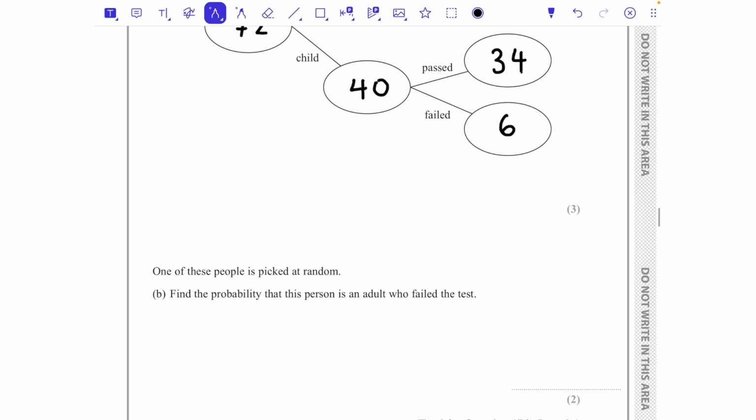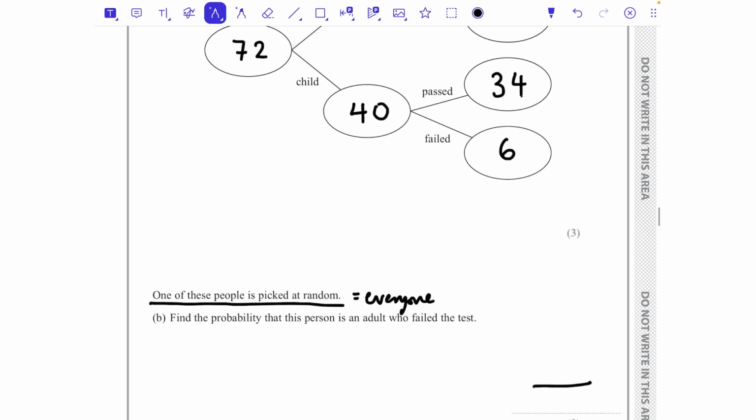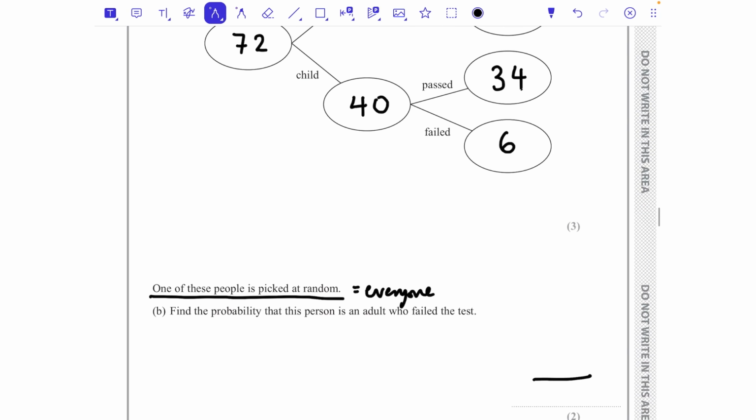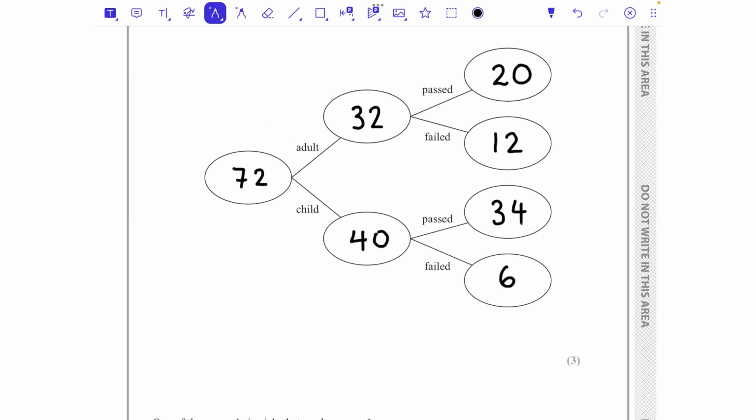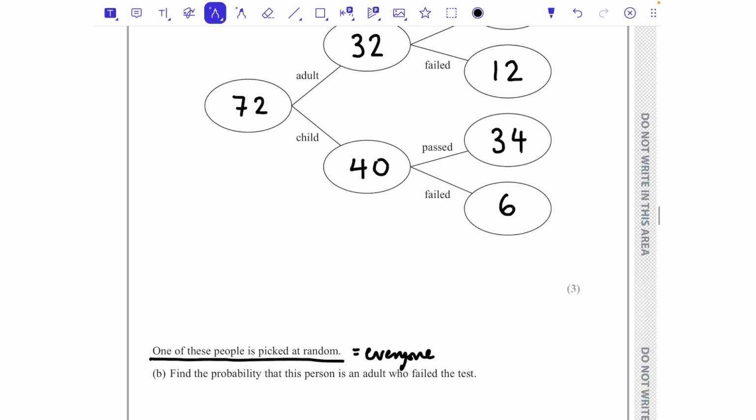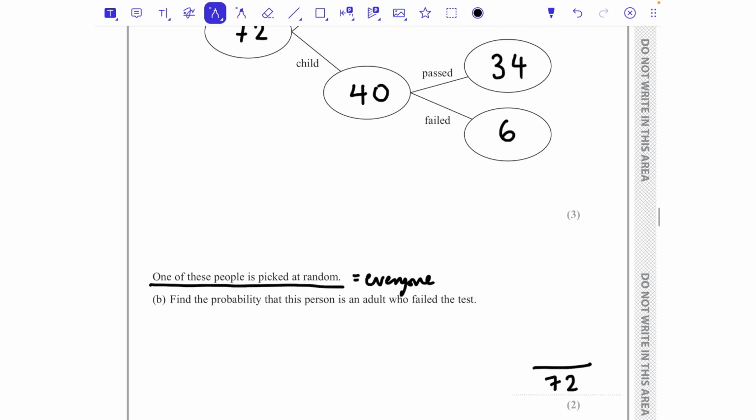One of these people is picked at random. Now that's really important. We're picking from everyone. So that means the denominator, the bottom number of this probability, is going to be 72. If I was only picking from the adults, it would be out of 32. If I was only picking from the children, it would be out of 40. But because we're picking from everyone, it's going to be out of 72.